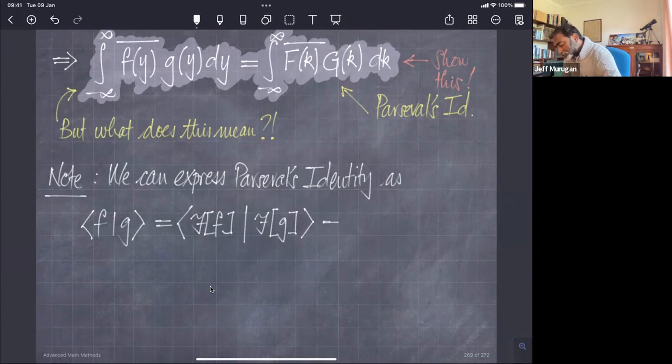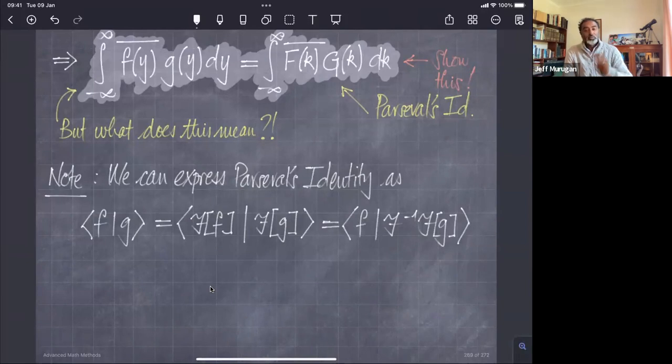But this also means that this is the same as F inverse F of G. And this must hold true for all functions F and G in our Hilbert space. And this is only true if F inverse F is the identity.